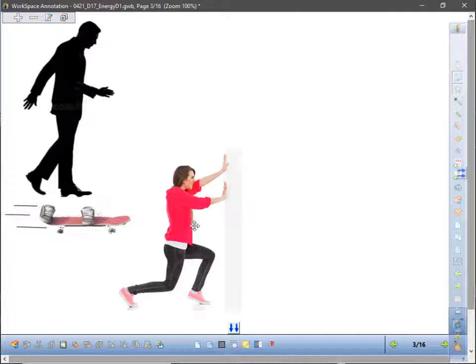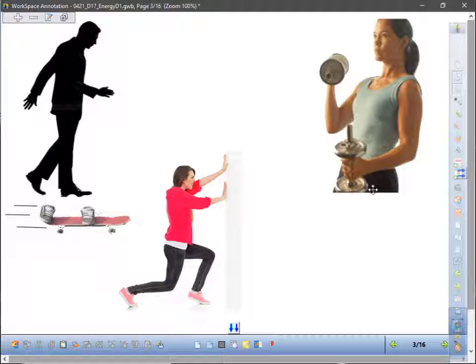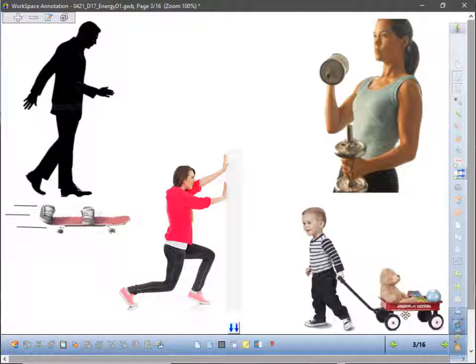And then here is a gal who's pushing against a wall, right? And the wall is very stubborn and will not move. She's pushing very hard though. And the question is, is she doing work on the wall? Here's a gal who's lifting weights. Is she doing work on the weights? And here's a kid pulling a wagon. Is he doing work on the wagon? There's 2 objects in all these. So usually when we talk about doing work, we're talking about doing work on something. So we're going to come back to this.